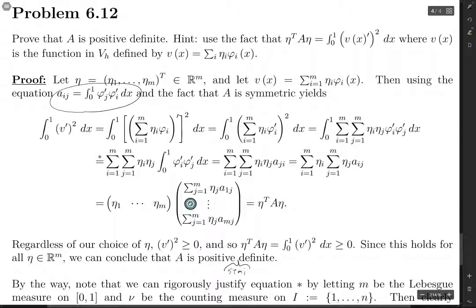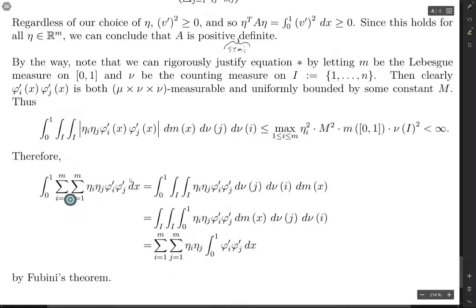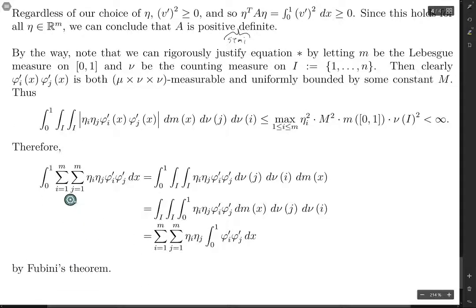And then if you were to take this matrix and multiply it by this matrix, you would just get this. And so that's how these things are all equal. So regardless of our choice of eta, v_i prime squared is greater than 0, so this is that. And then I'm going to explain this part next, and then I'm going to go back and prove that it's actually positive definite, and I'm going to try to do that on the fly.